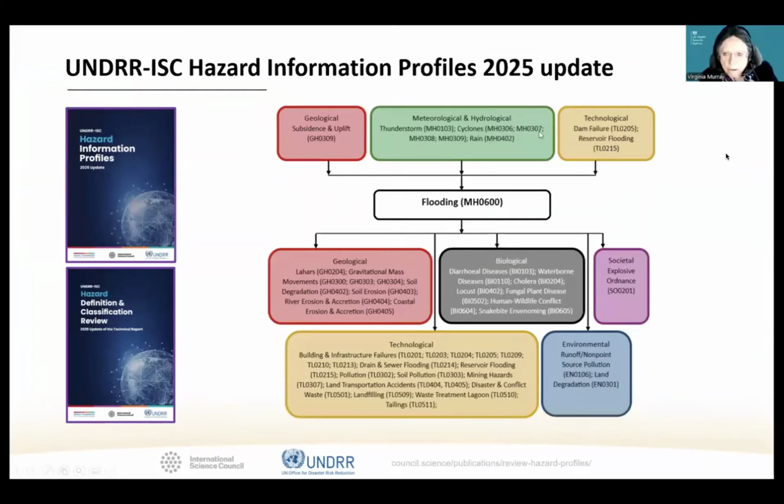So this is the driver of floods. You can get geological hazards, and obviously hydrometeorological ones: thunderstorms, cyclones, rain. But you also get technological ones, dam failure and reservoir failure. Then you get flooding. And then you have the geological hazards, which are so key. That's a consequence of flooding.